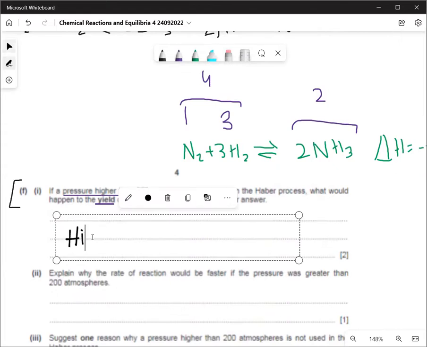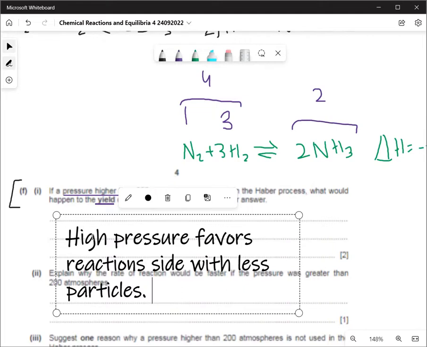So high pressure favors the reaction side with less particles. Then whose name do we take? Le Chatelier. So Le Chatelier's principle, equilibrium will shift forward. So what happens to the yield of ammonia?